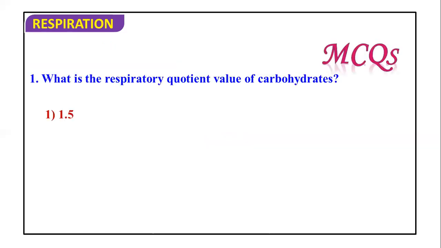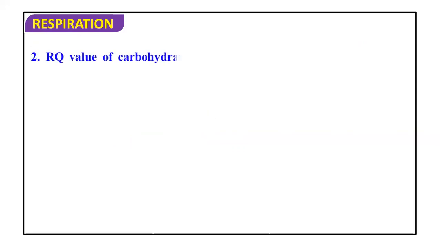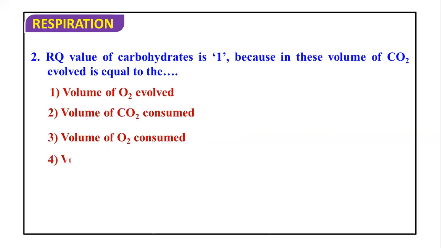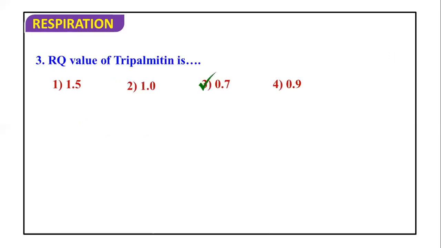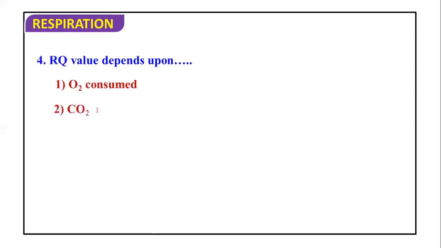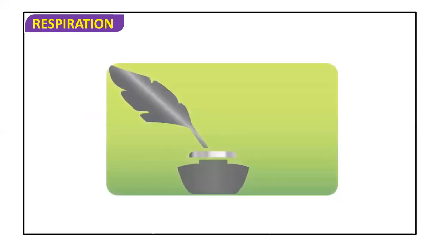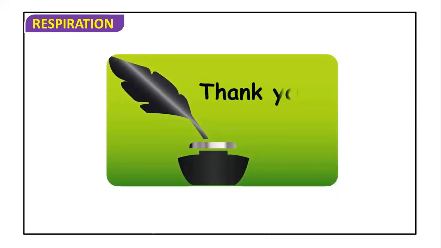So what is the respiratory quotient value of carbohydrate? Obviously for carbohydrate, it is going to be 1. The RQ value of carbohydrate is 1 because the volume of CO2 evolved is equal to the volume of O2 consumed. RQ value of tripalmitin is 0.7. RQ depends on the type of respiratory substrate being consumed or used. So this is all about the metabolic pathway shuttle system and the respiratory quotient.